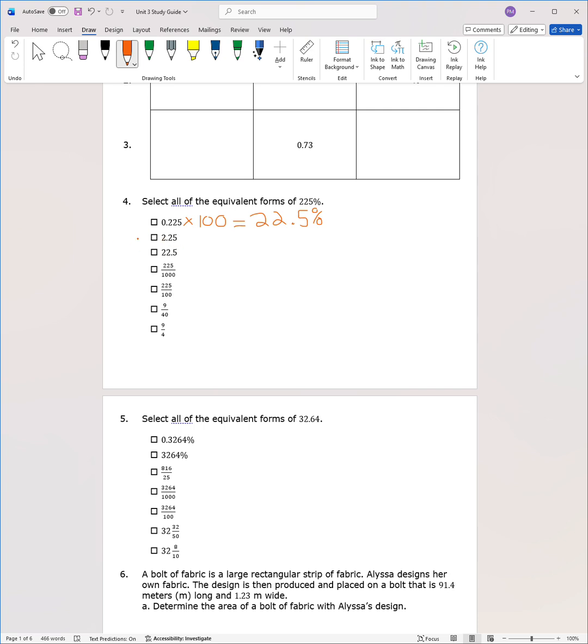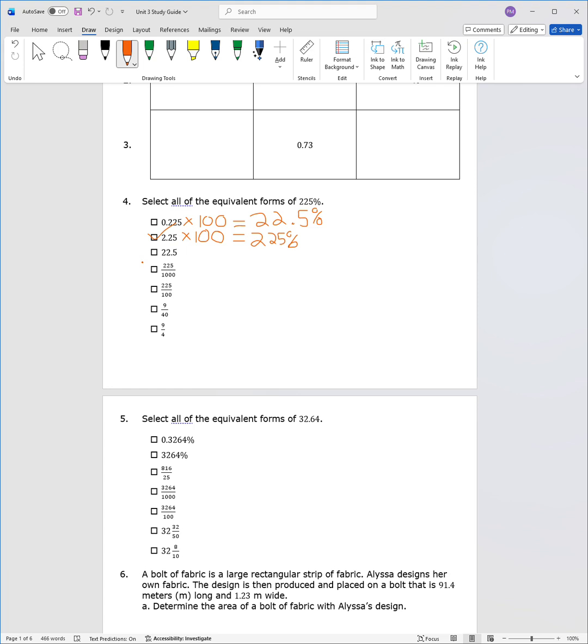If we look at our second decimal over here though, we got 2.25. Let's go ahead and take this. Let's multiply this by 100. And when we do that, we would get 225%. That's what we're looking for here. So this is an equivalent form. So we can go ahead and take this and check that, because that's one of our answers.